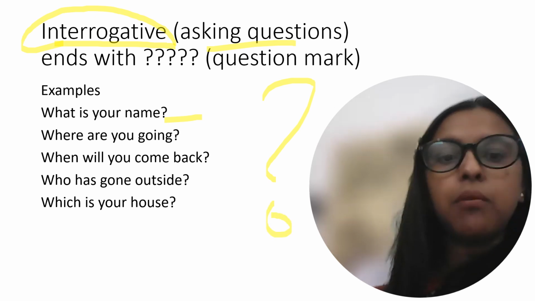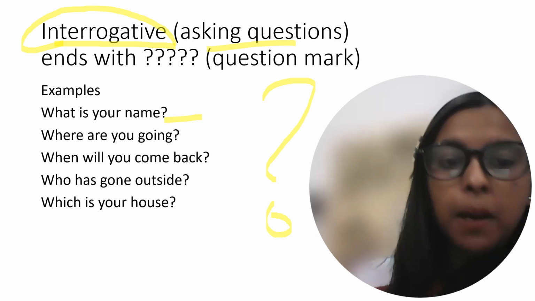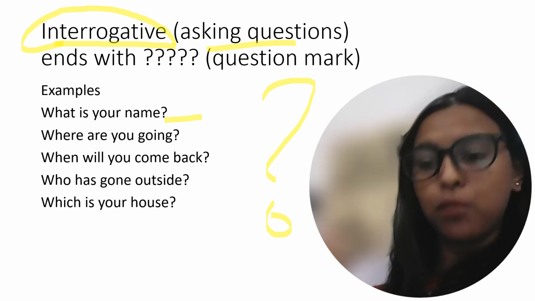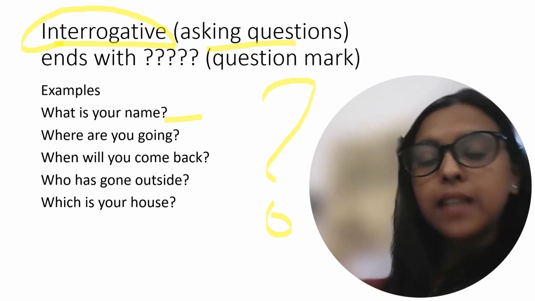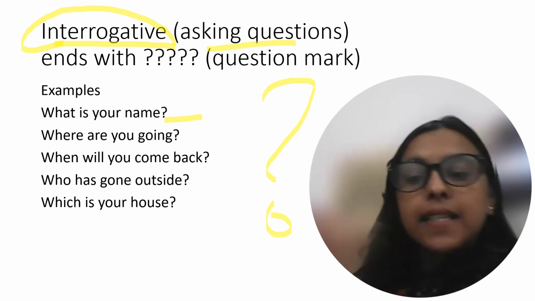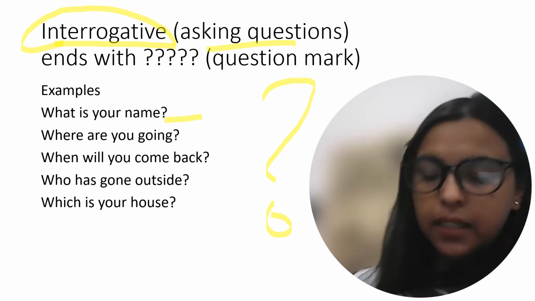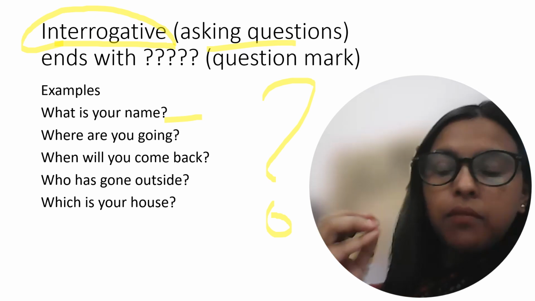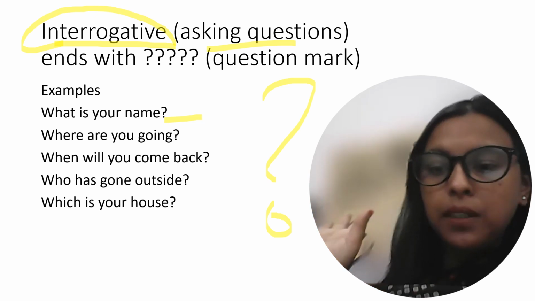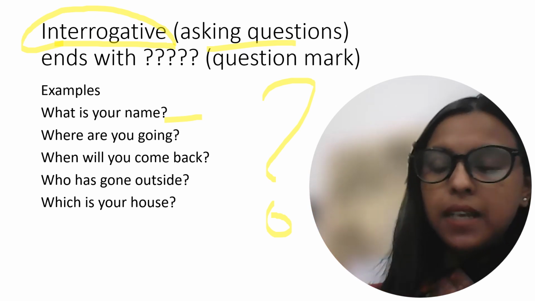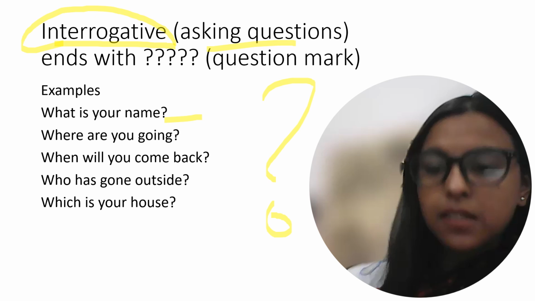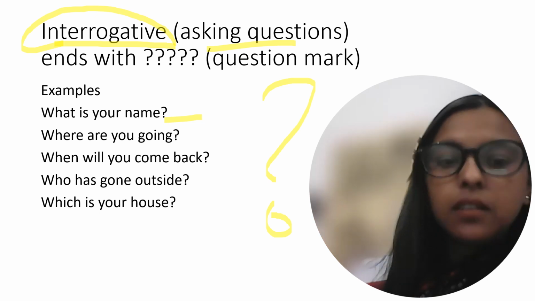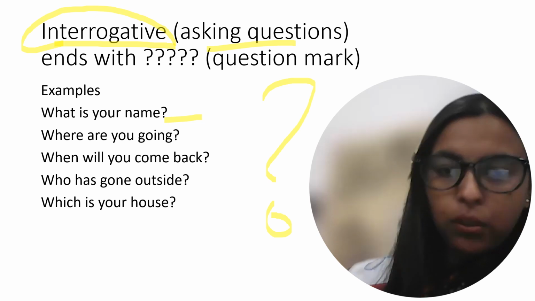What is your name? Where are you going? When will you come back? Who has gone outside? Which is your house? And number of questions are there. So when you are asking questions, so that sentence is an interrogative sentence. Nothing else you are going to learn into this. Always remember, when there is a simple statement declaring something, it means that is a declarative sentence, assertive sentence. When we are asking questions, that means that kind of sentence is an interrogative sentence.